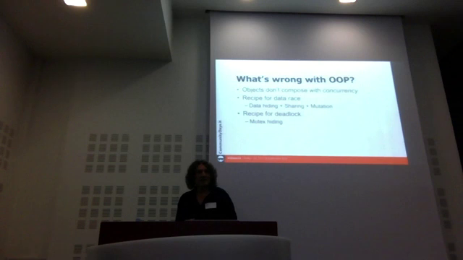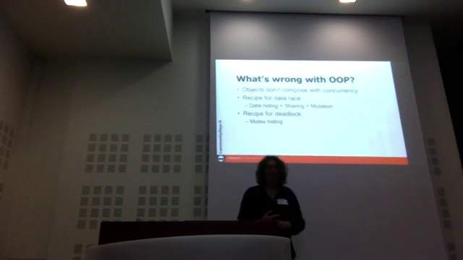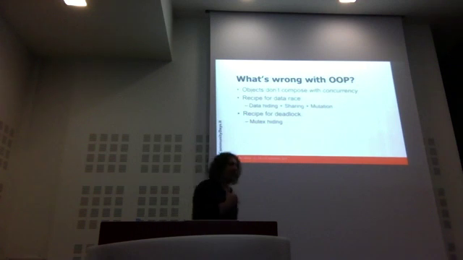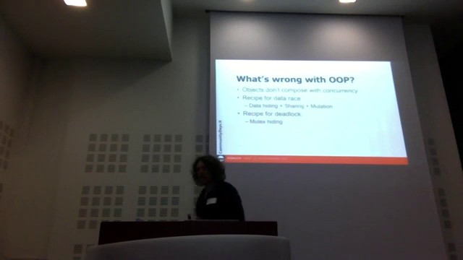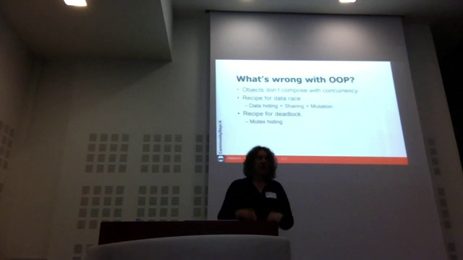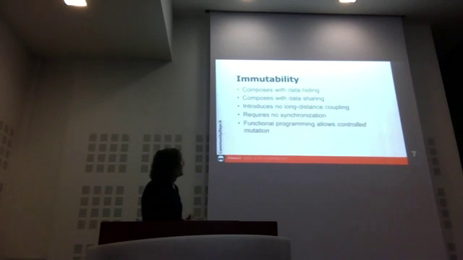So, objects don't compose with concurrency. And that's the main problem with object-oriented programming. Now, functional programming has been dealing with concurrency for a long time, and they have figured out a lot of solutions in this area. One of the biggest discoveries is immutability. You can have immutable objects that never change, and immutability composes extremely well with concurrency.